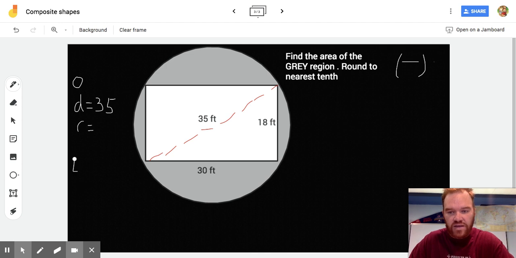And for my rectangle, I have a length of 30 and a width of 18.